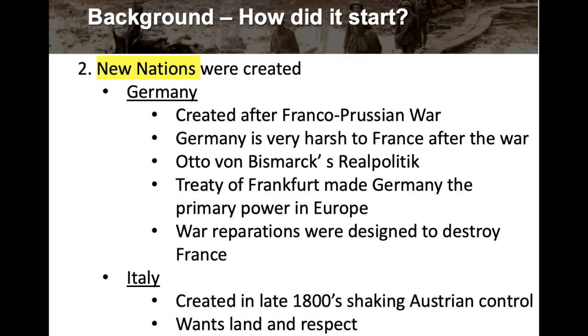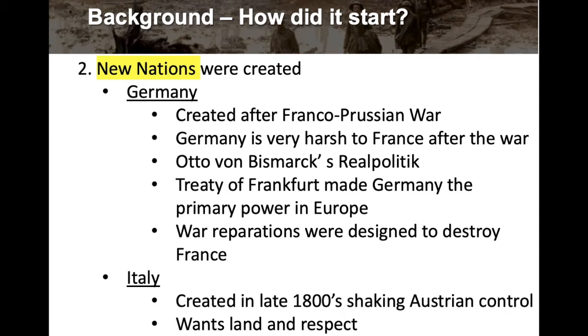Okay, so background, continuing, how did it start? Well, we talked about Wilhelm II, but then number two, new nations were created during the 19th century. We had talked about that in previous PowerPoints about the nation building. Well, when you get these nations together, it's going to cause an issue. Germany was created after the Franco-Prussian War. The German states came together and created the Second Reich.